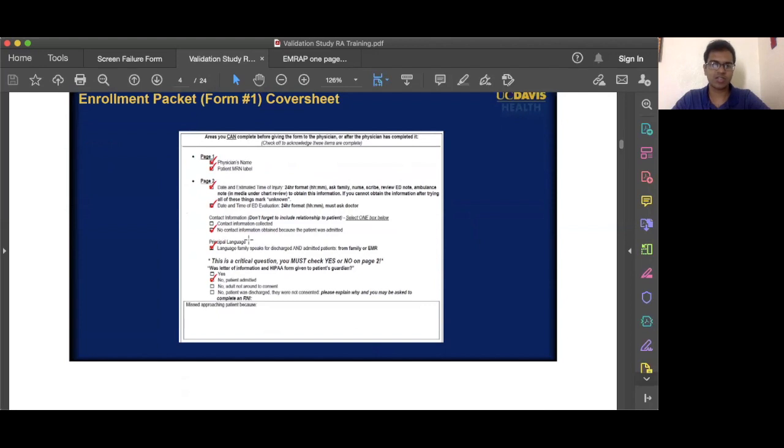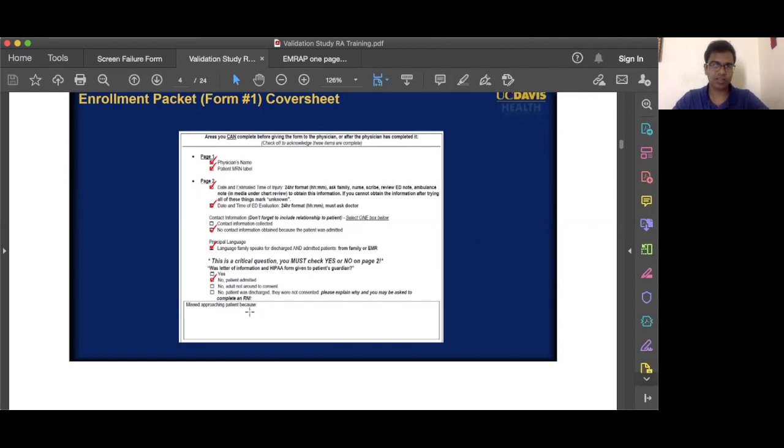And you can see that there's 2 boxes for contact information. Either it was collected or it wasn't collected because they were being admitted. But regardless of whether they're being admitted or discharged, you need to know their primary language. So we just put primary language, and whether letters of information were given to them. And this should always be yes.